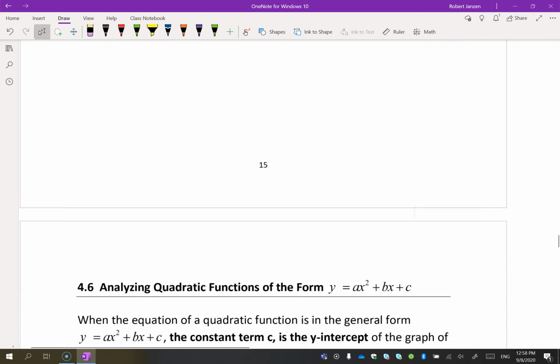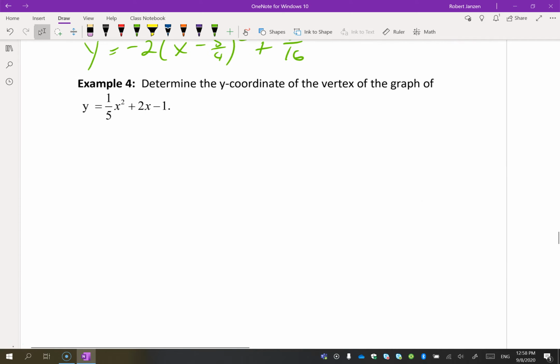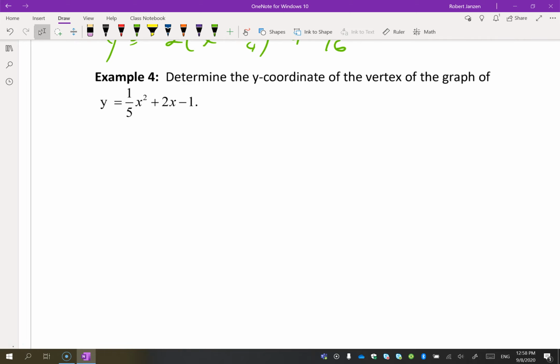I believe this is our last example, so I'd like you to try this one on your own. Can you pause and give it a shot?